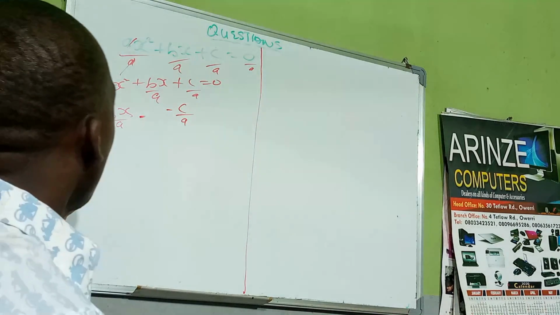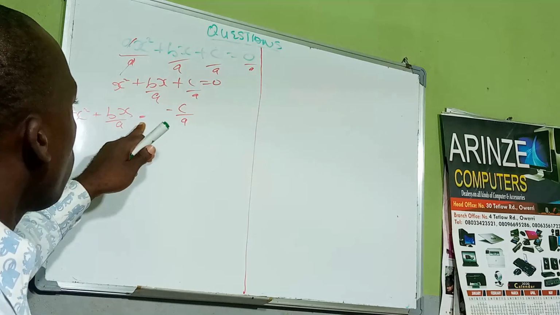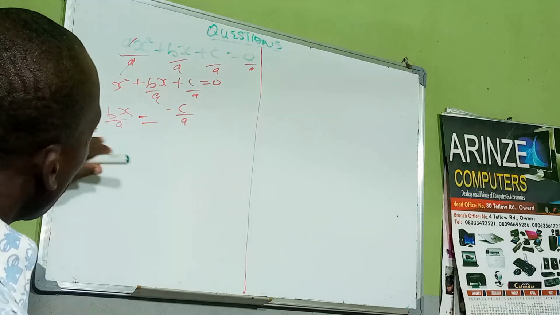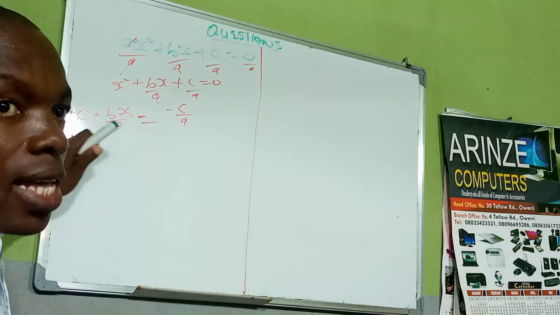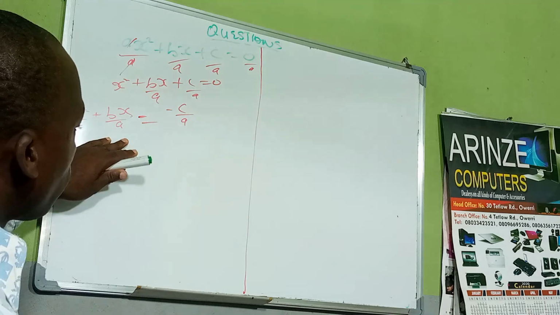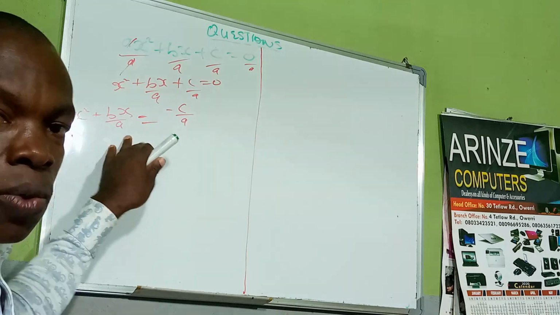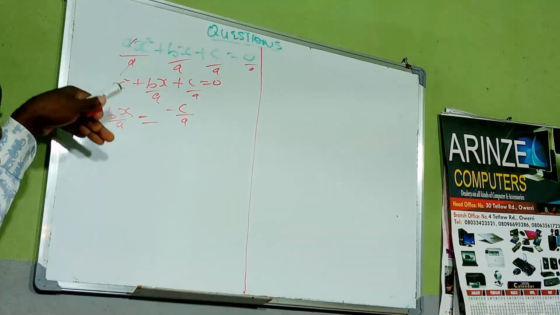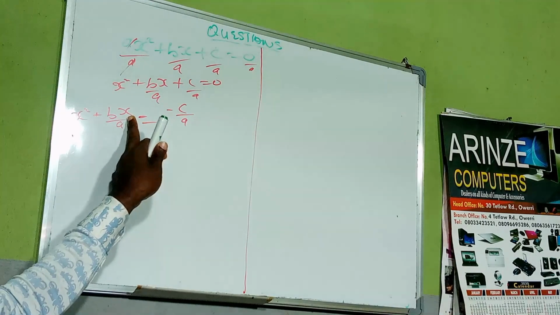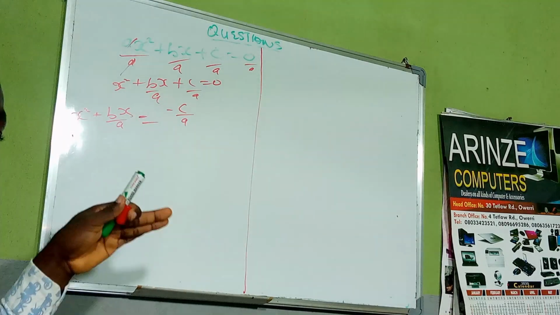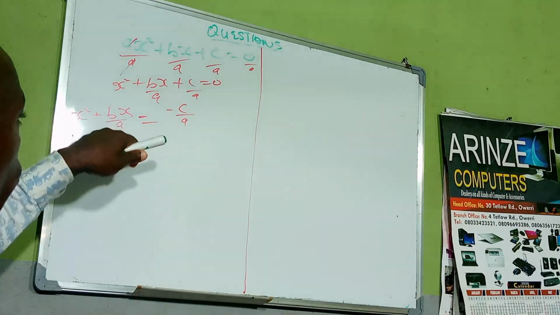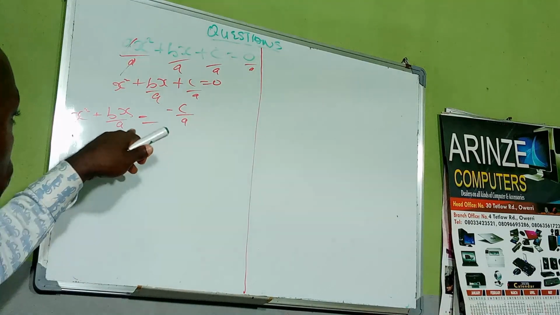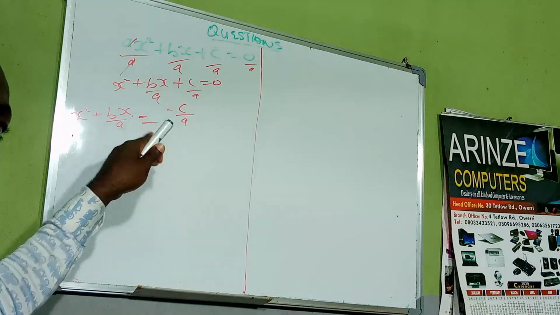Now, if we have x squared plus bx over a equals minus c over a, the next thing we'll do is make the left hand side of the equation a perfect square so that we can factorize. To make this a perfect square, we have to add half the coefficient of the term with the highest power of 1, squared, to both sides. You understand?